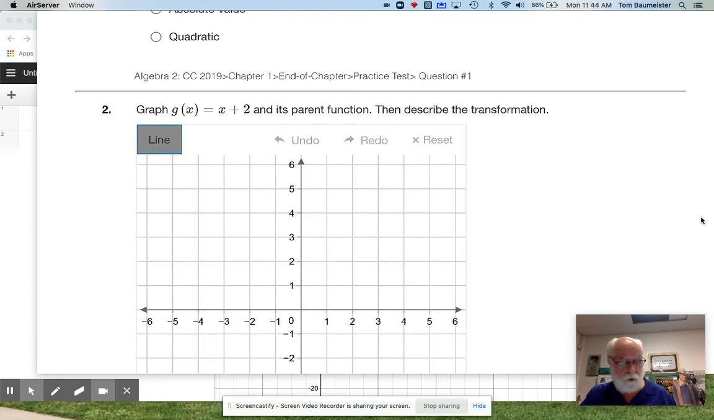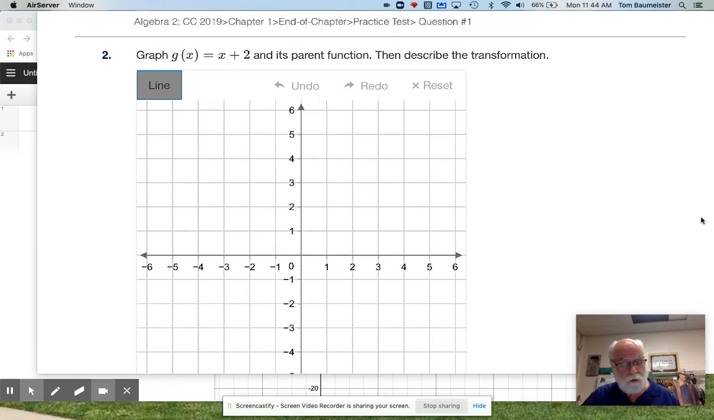Okay, number 2, graph g of x is equal to x plus 2 and its parent function, then describe the transformation. Since it says x plus 2, remember what I suggested to you, ladies and gentlemen, that you take away any numbers and see what happens to x. Is it in the absolute value? Is it in parentheses squared? Well, on this one right here, we have an x.